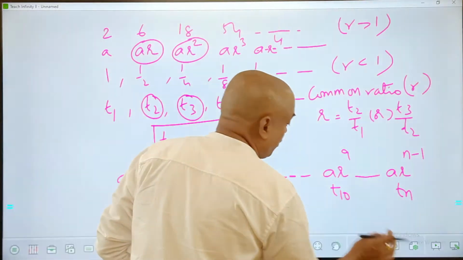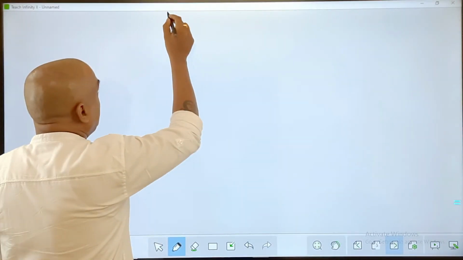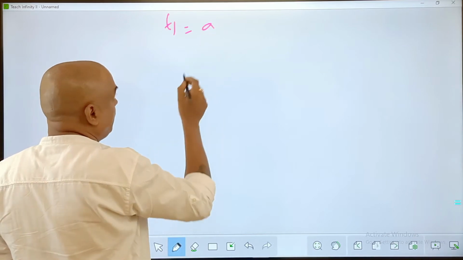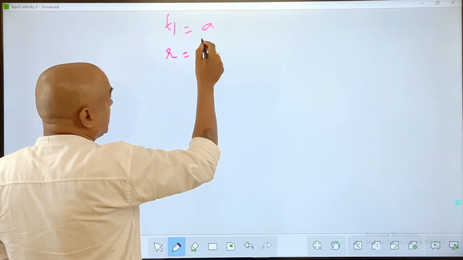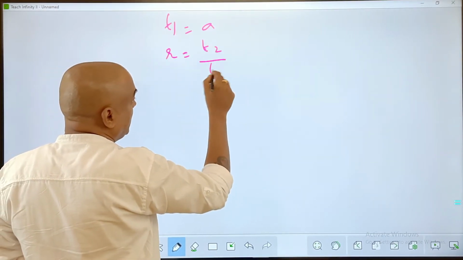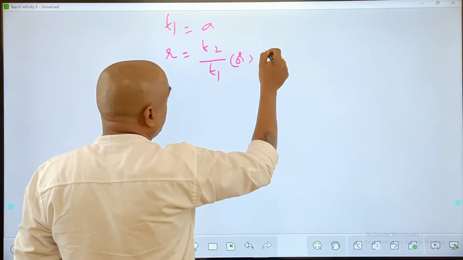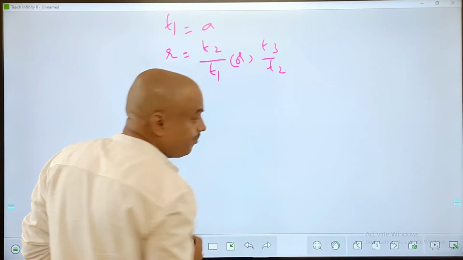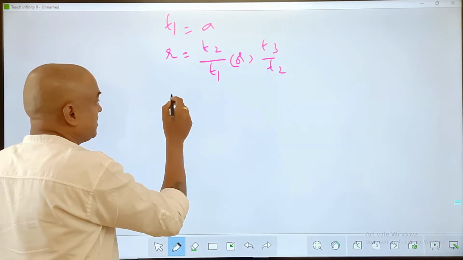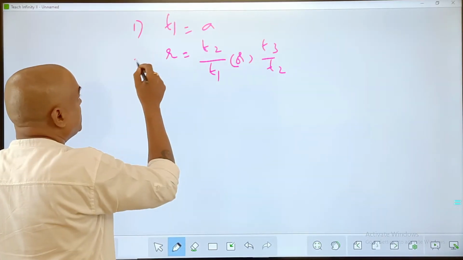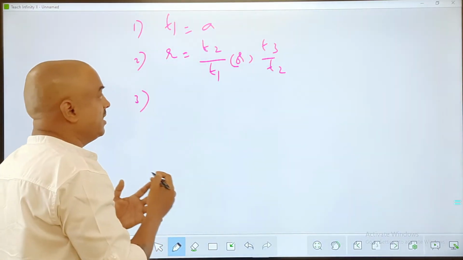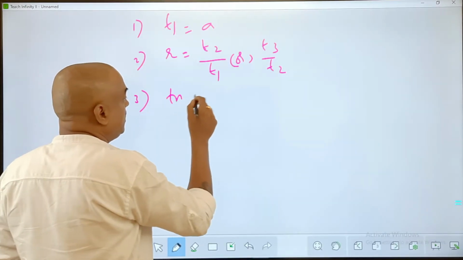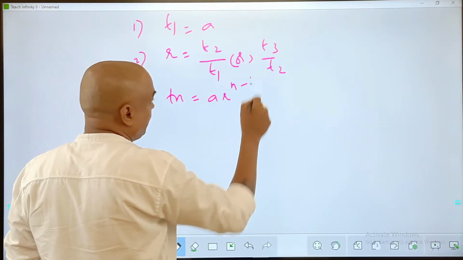So what are the important points we learned here? T1 is equal to A. The R value we can find by finding T2 by T1 or by doing T3 by T2. This is the first point, friends. This is the second point. Third point here is the general term is AR to the power of n minus 1.